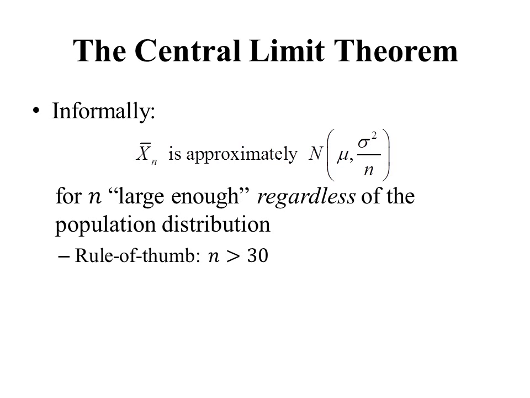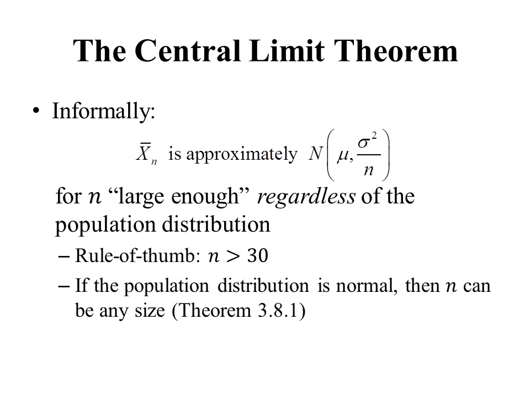Now, a rule of thumb for when n is large enough is that n is bigger than 30. And we're going to see this requirement, n bigger than 30, come up a lot later on in this book. And that's because the central limit theorem forms a foundation for a lot that we do later on in the book.